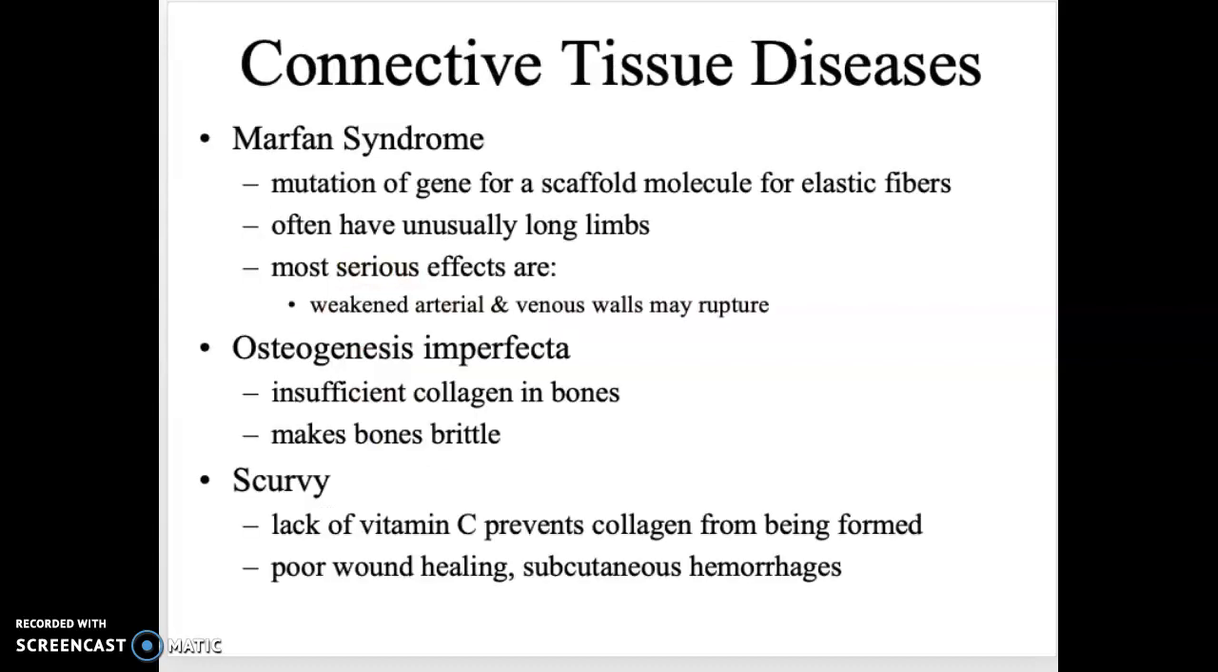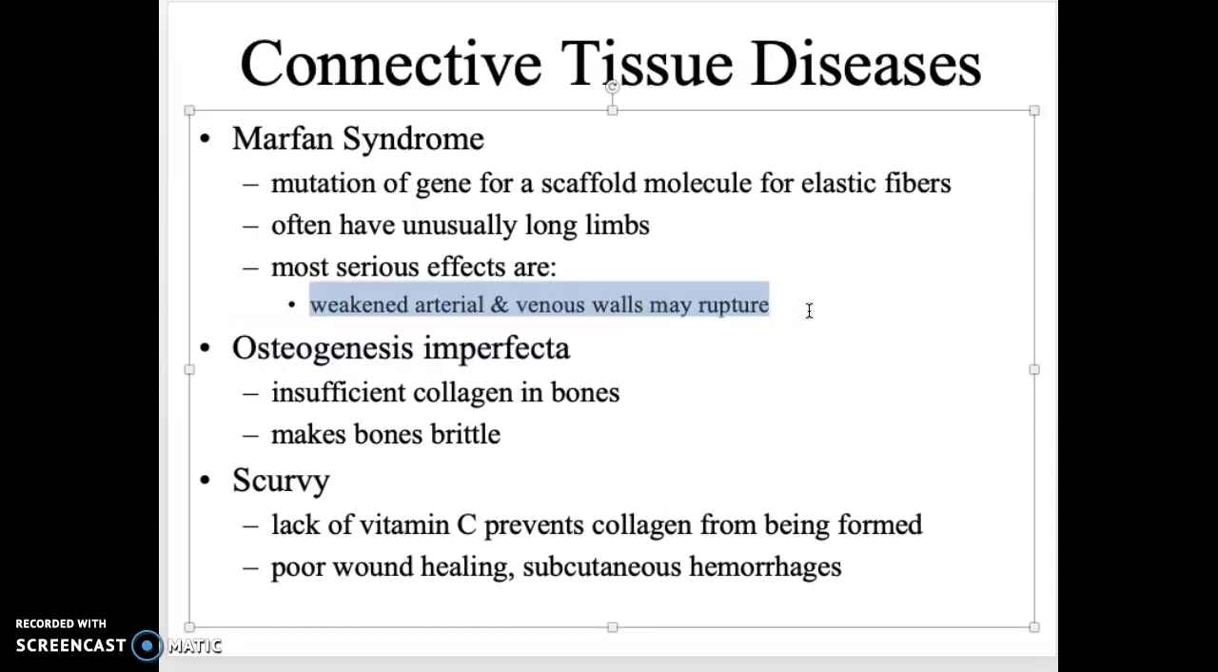And here we'll go through some diseases. So the first is called Marfan syndrome. This results with individuals that have extraordinarily long limbs. They might have long facial features, and this is because of a mutation in their genetics that creates elastic fibers. So they don't have quite the same elasticity in their connective tissue, which can cause big problems for their arteries and veins.